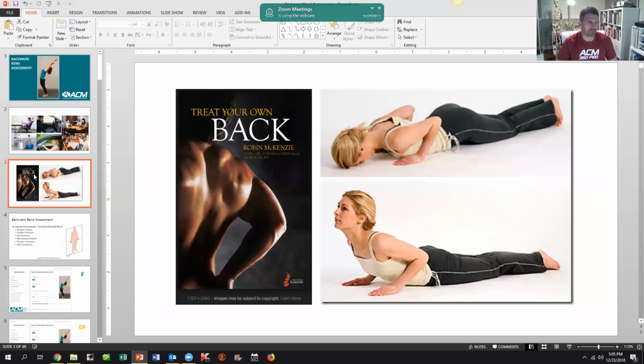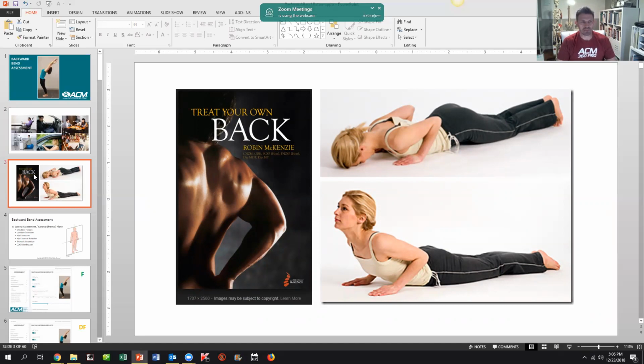Robert McKenzie wrote a book called Treat Your Back. If you haven't read it, it's a great book. He pioneered the back rehab movement in the 80s or mid 90s, and one of the things he talked about in his Treat Your Own Back book was that if all of us were to do a backward bend like a child every day, we'd probably never develop back problems, because he related a lot of the back conditions to the sedentary lifestyle that our society was leading to.